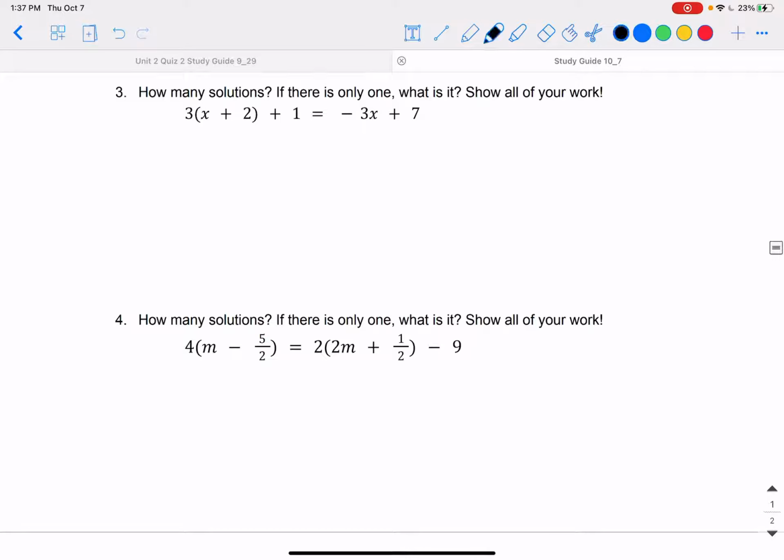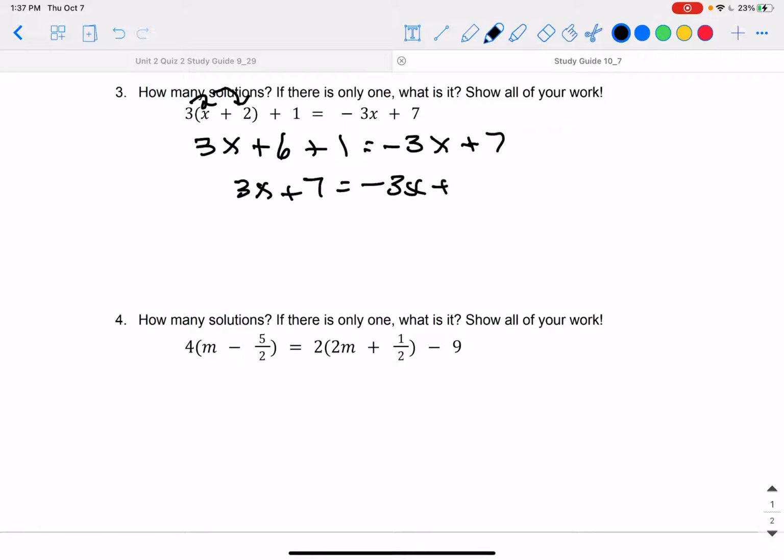So how many solutions for this one? Again, I'm going to distribute. 3x plus 3 times 2, which is 6, plus 1 equals negative 3x plus 7. Okay, so I can combine 6 and 1. 6 plus 1 is 7. Okay, so this one is a little bit tricky because it says 3x plus 7 equals negative 3x plus 7.